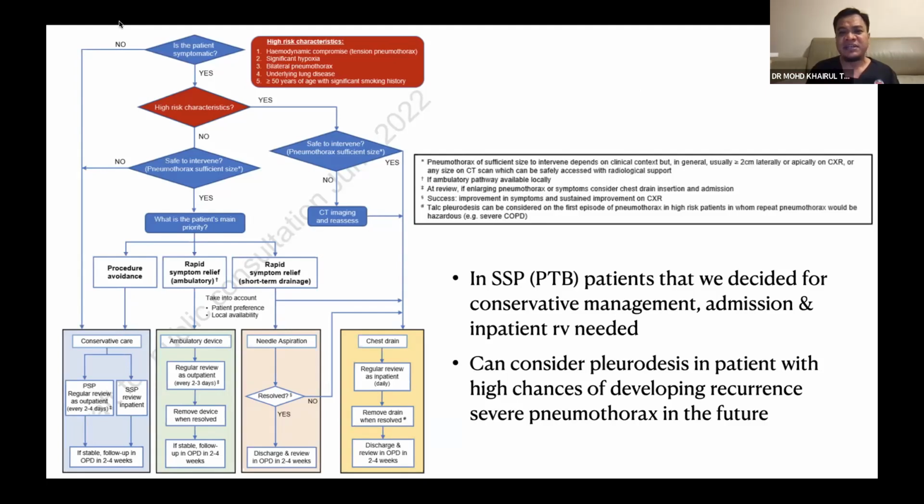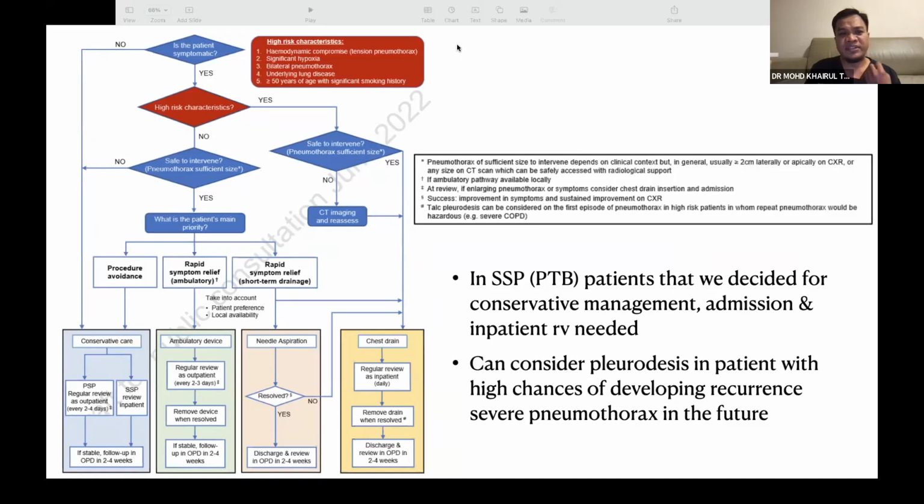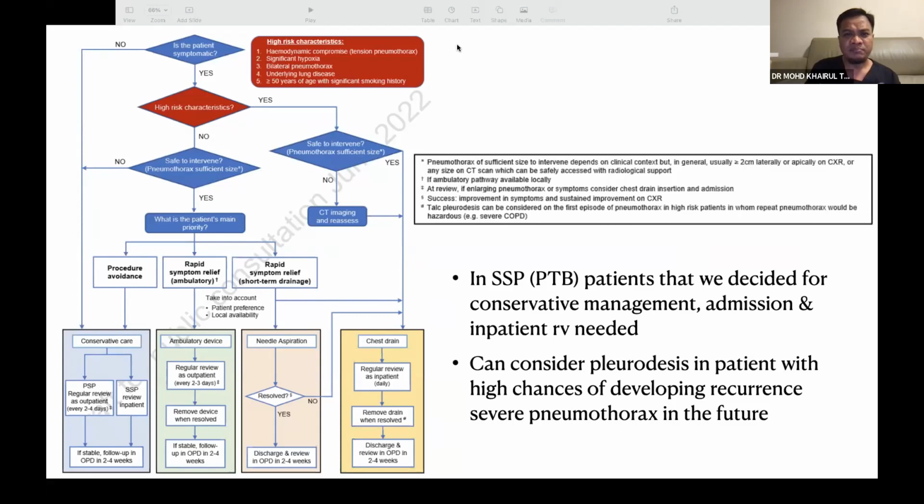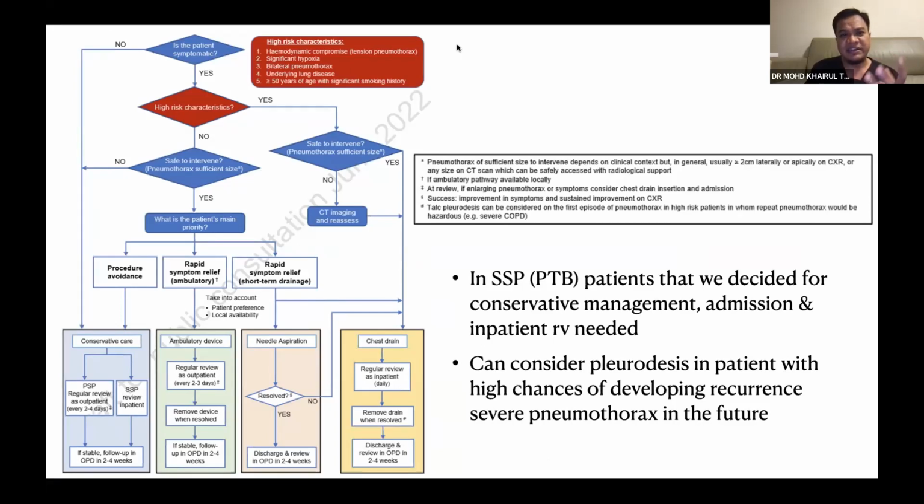It does not really matter whether you differentiate between primary and secondary pneumothorax. So whenever you have a patient with pneumothorax, you need to ask whether the patient is symptomatic, regardless of whether it is primary or secondary. If the patient is symptomatic, you assess for high risk characteristics. Based on the study, these high risk characteristics give you a clue that this patient actually has a secondary pneumothorax, because most patients with secondary pneumothorax present to you for the first time, and they never assessed their own lung condition before.